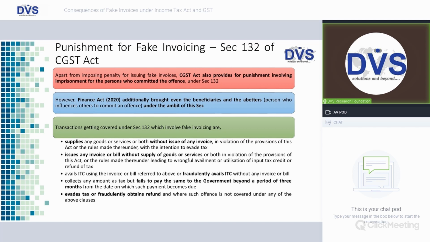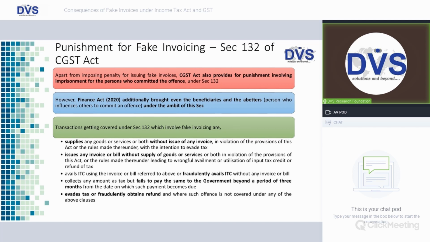Now, again, they have gone a step forward and said that the person who has received the benefit of such a transaction, or who has helped the person doing that wrong transaction of fake invoices, those persons also would be liable for punishment. What is the punishment? We'll see in the subsequent slide what the quantum of punishment is. Transactions covered under section 132, which involves fake invoicing, are more or less similar to what we have seen under section 122, the specified transactions under section 122(1)(a). Additionally, there are a couple more transactions.